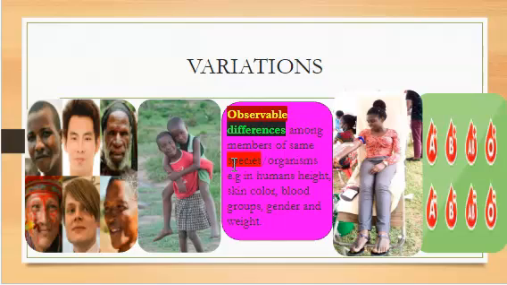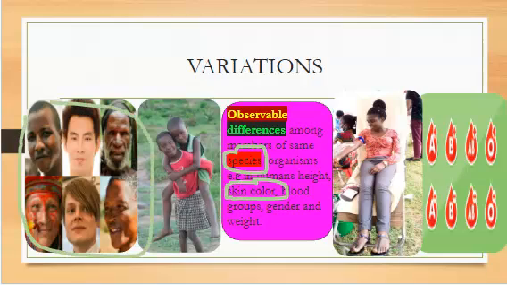Variations are differences, but we're going to change the word conditions with the word observable. So these are observable differences among members, but members of what, or who, or where? Members of the same species, or members of the same organisms. And this would be, for example, in humans, you would have height. There are people who are described as tall, others are short. Skin color, we have different ranges of skin color. As you can see here, we have these amazing human beings. Difference in skin color, that's variation.